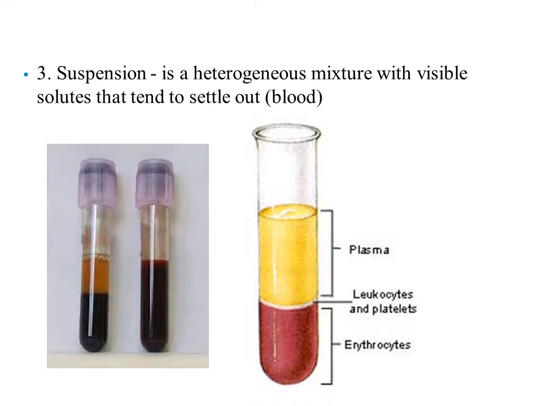The heavier red blood cells are called erythrocytes. They would settle to the bottom, and the water part of blood would be on the top. That would contain the plasma. So therefore, you would have distinct separation of visible parts. This is the example of suspension.